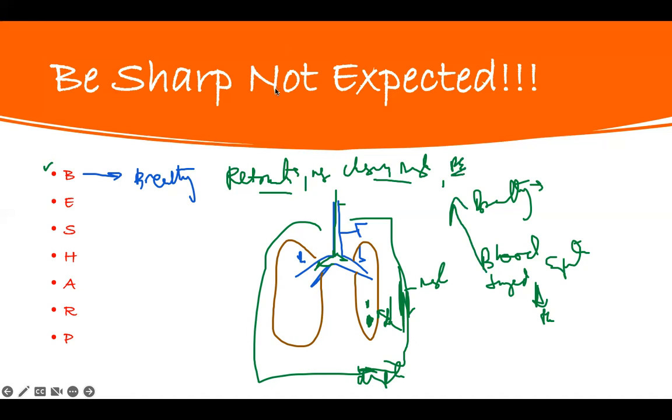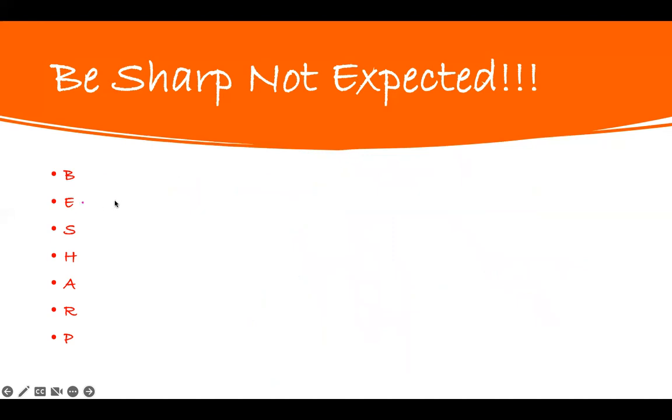The second one is E. So E is electrolyte. So there's a kind of electrolyte in your system that cause problem. The idea is to ensure hemostasis. So we have magnesium, we have potassium, we have calcium, and we have sodium. And they involve in hemostasis of your body.